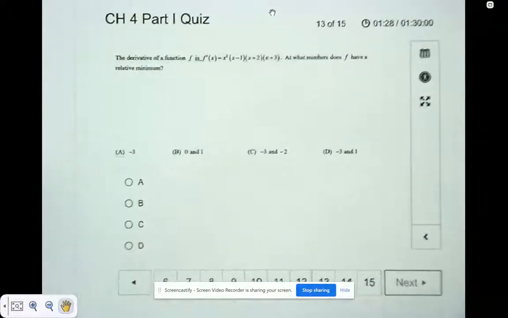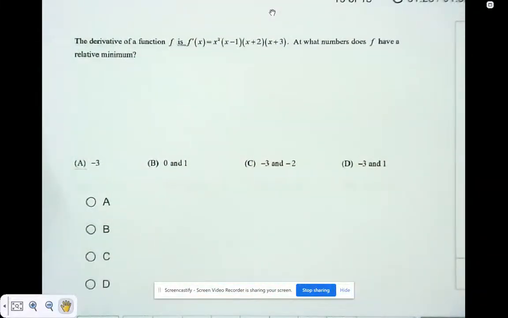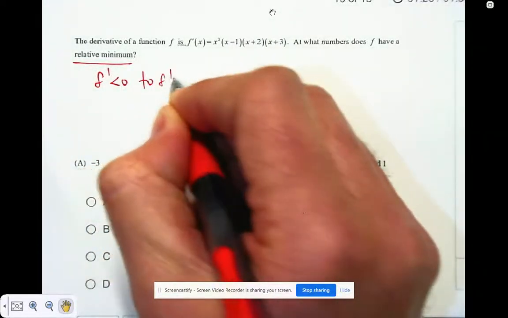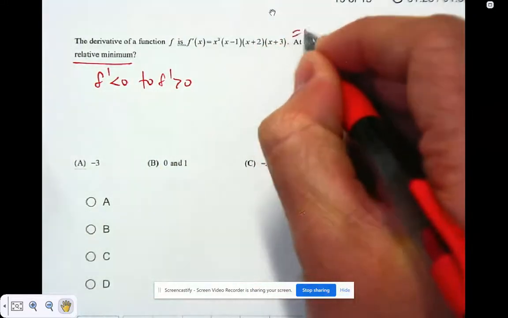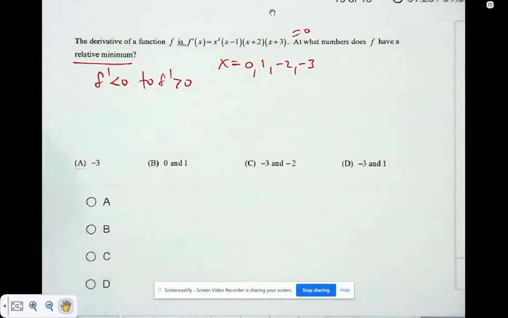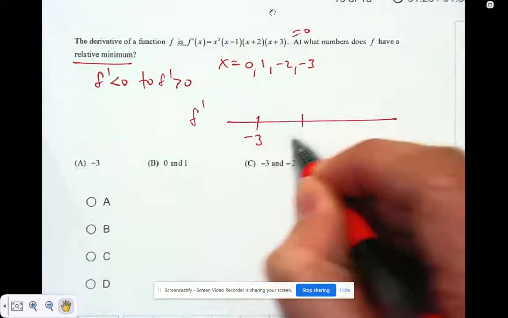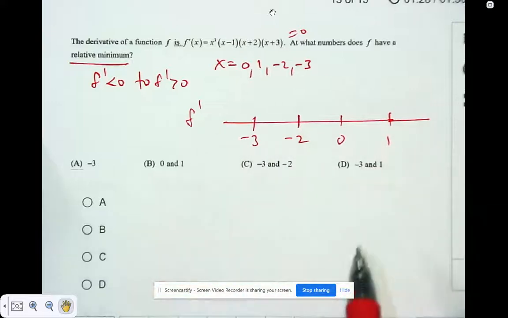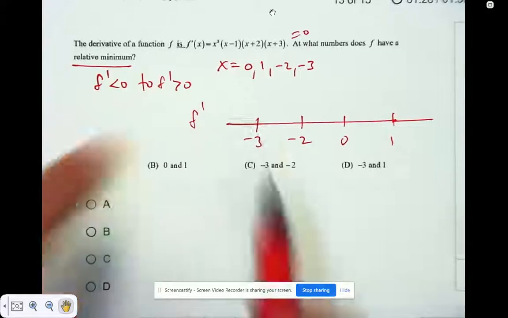All right, 3 more. So we've got a derivative, and they give us the derivative factored out, which is nice. At what numbers does F have a relative min? Definition, F prime negative to F prime positive. Underline definition. You know your zeros happen at 0, 1, -2, and -3. And so if you do an F prime line and you start at -3 and then -2 and then 0 and then 1, and you analyze all of these intervals, you're looking for where the first derivative switches from negative to positive. It's in factored form, right?